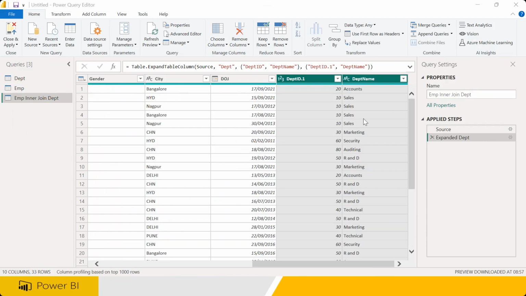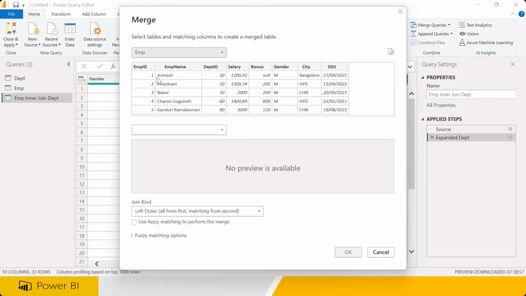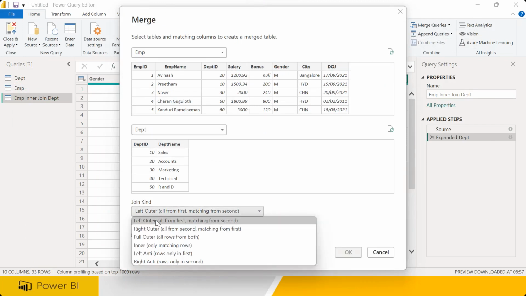The next one I want to create, after inner join, is the left outer join. I take the employee table first and the department table later. You can take anything first and anything later. So which one do I need to use? Left outer join, left outer.